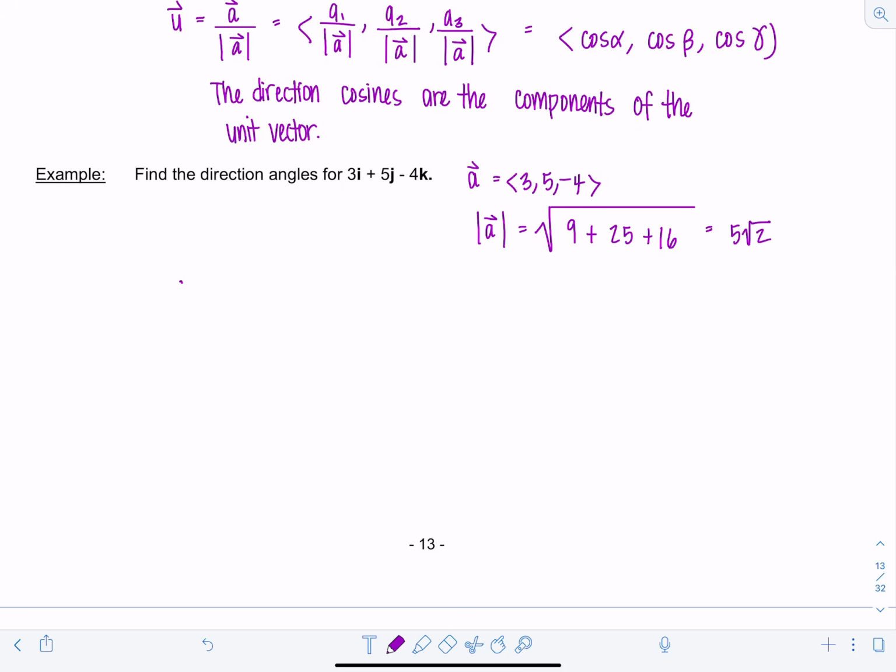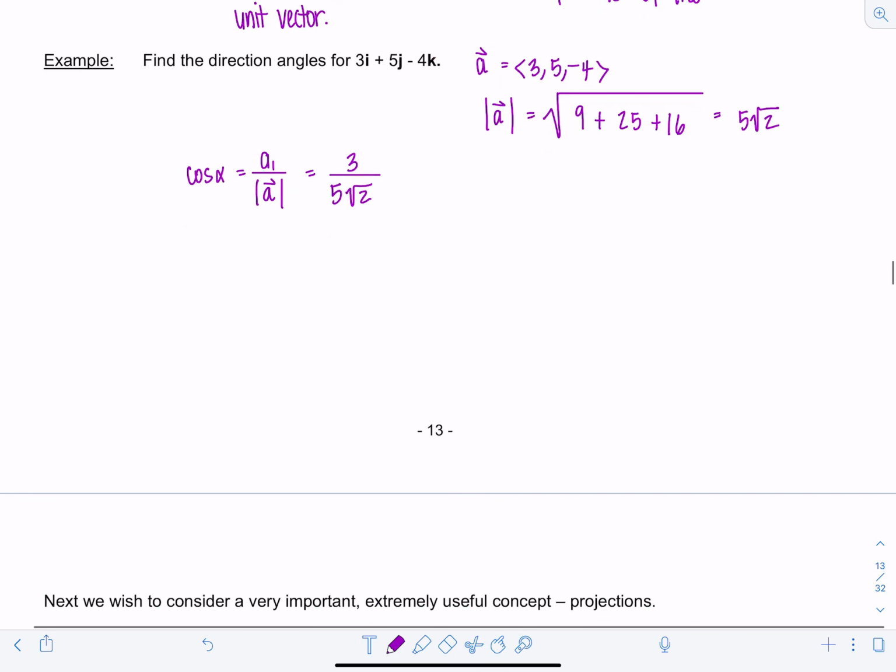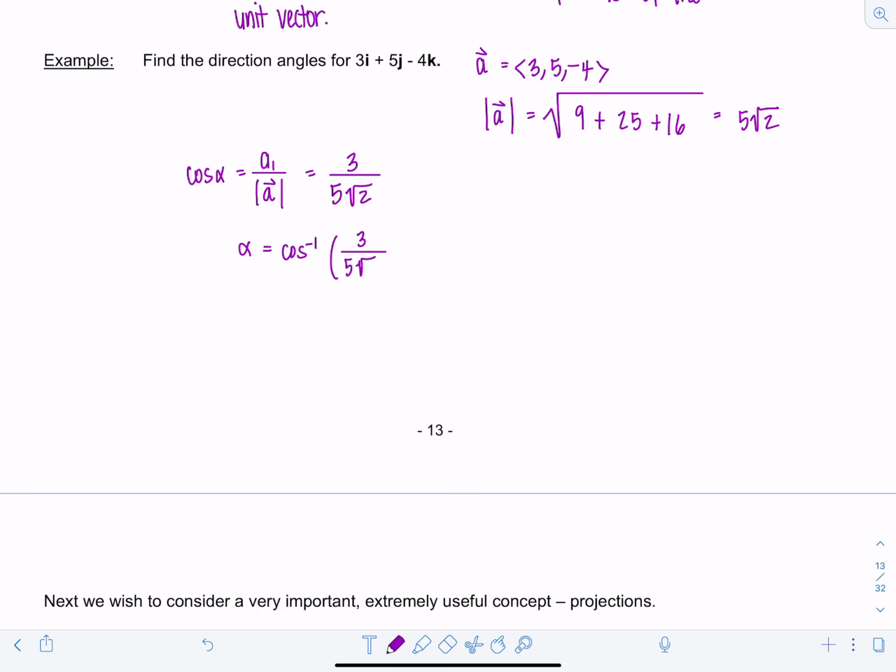Okay, so cosine alpha is equal to A1 over the magnitude of A. So that's going to be 3 over 5 root 2. And I'm not going to clean it up further because I want the actual direction angles. I want alpha. So that means alpha equals cosine inverse of 3 over 5 root 2. And we'll just round to the nearest tenth place again like last page. So we have 64.9 degrees.